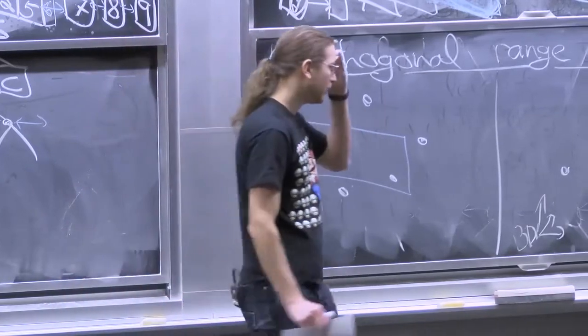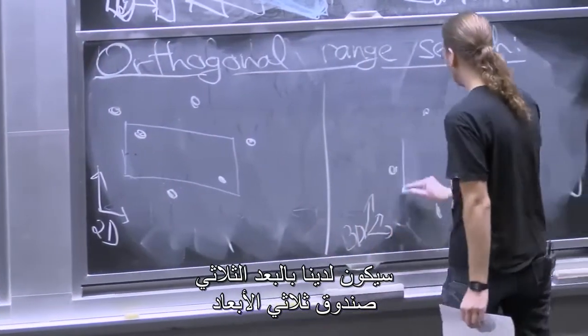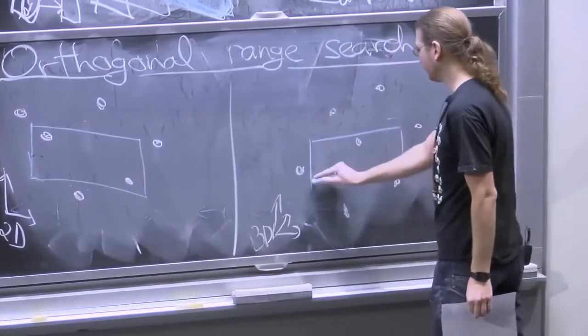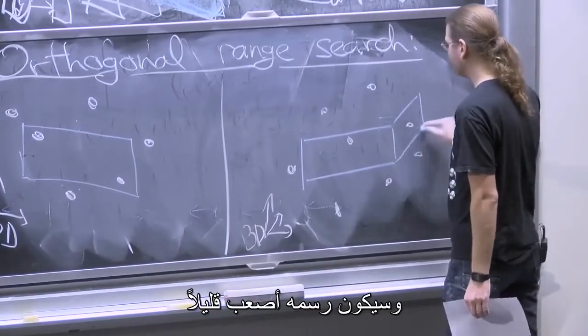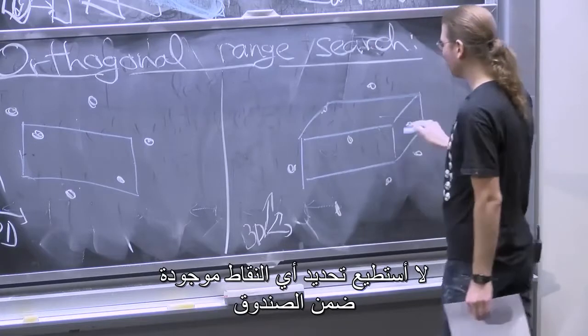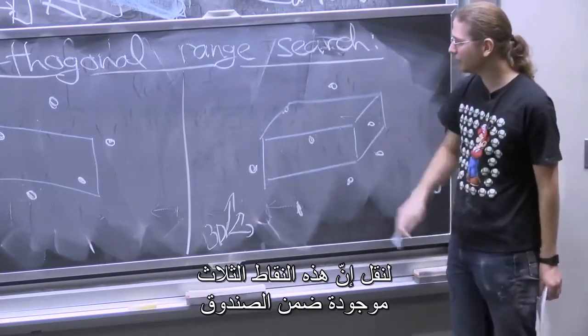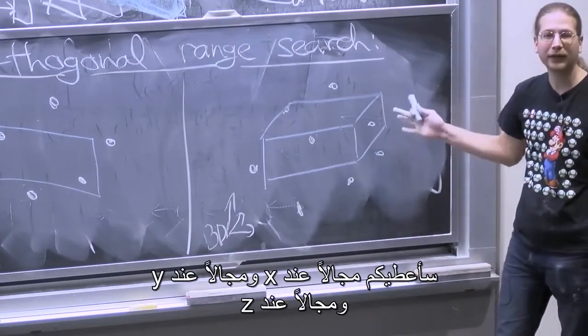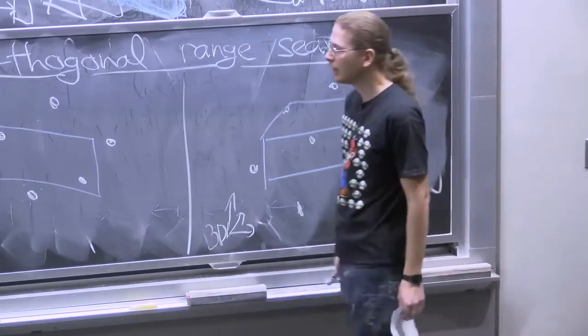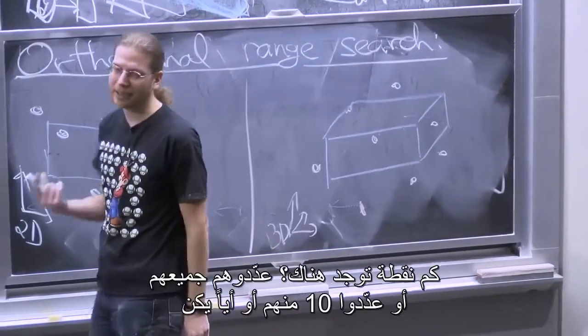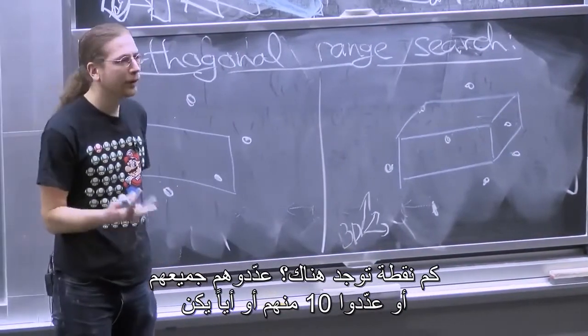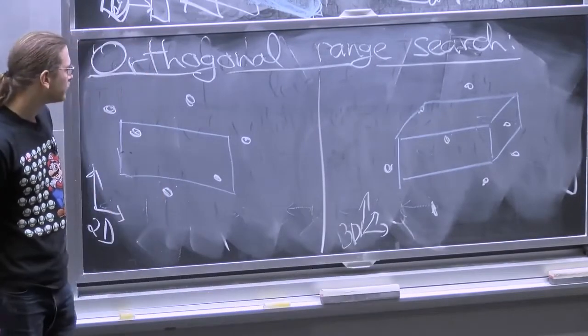In 3D, it's a 3D box, which is a little harder to draw, and you can't really tell which points are inside the box. Let's say these 3 points are all inside the box. I give you an interval in x, an interval in y, and an interval in z. And I want to know what are the points inside. How many are there? List them all. List 10 of them. Whatever.